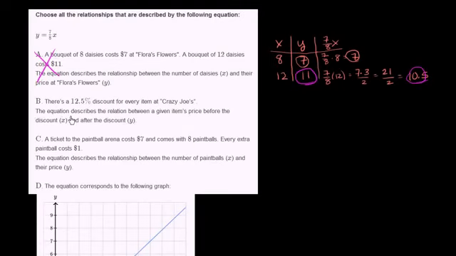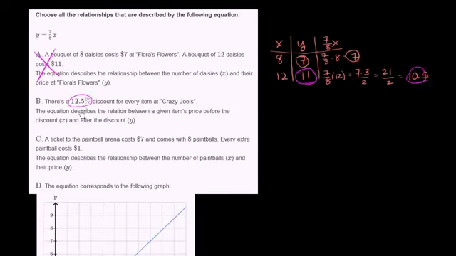Let's look at relationship B. There's a 12.5% discount for every item at Crazy Joe's. The equation describes the relationship between a given item's price before the discount and after the discount. So here they're giving us a percentage, and this equation right over here is written as a fraction. So let me at least convert this into a fraction and see what kind of a fractional discount this is. And maybe I can construct an equation and see if that equation is the same as this one here.